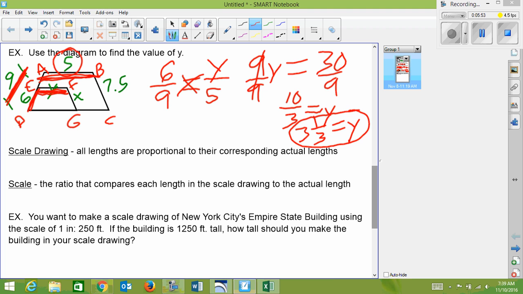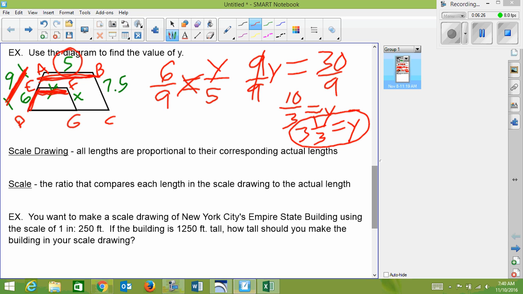Scale drawing, all lengths are proportional to their corresponding actual lengths. We did some of this in junior high as well, where we had to draw out our bedrooms, and we also had to draw out our scale drawing of the dream room that we built proportionally. The scale is the ratio that compares each length in the scale drawing to the actual length. So that's the scale that you're using. How big or how much smaller are you making it is what you're looking for the scale.